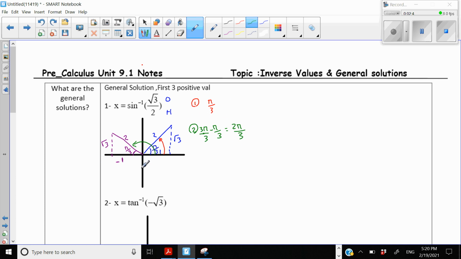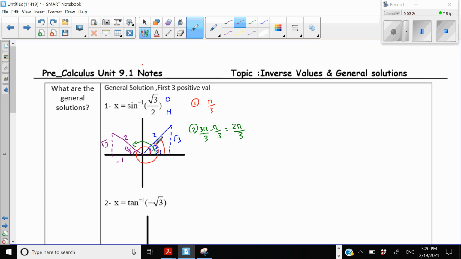But here's the point. These are not the only answers. These are not the only angles that sine of those angles are equal to radical 3 over 2. Basically, we have infinite number of angles that sine of them is equal to radical 3 over 2. How? So let's say I start from here for this angle, for the angle number 1, the answer number 1. And instead of stopping at this point, I'm going to make one full circle and then stop at this point. So the sine of this angle is also radical 3 over 2.